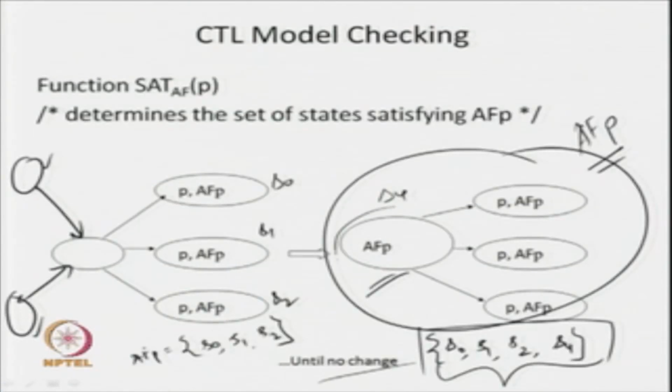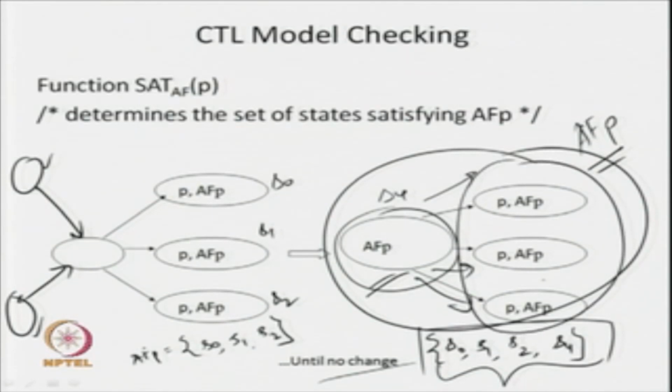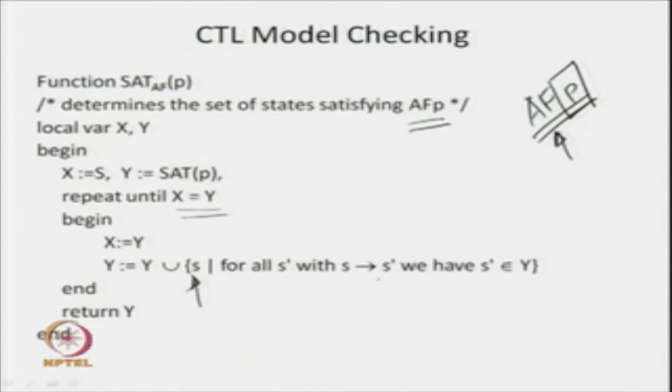Actually, we are going to look for such a state S, and we are going to look at all the transitions and all the next states that we are going to have; their AFP must be true over there. That means they are members of this particular set Y. So, we look at all such S dash, and all those S dash must be members of Y. That means in all those S dash, AFP is true. So, we are now appending this Y with those new states.